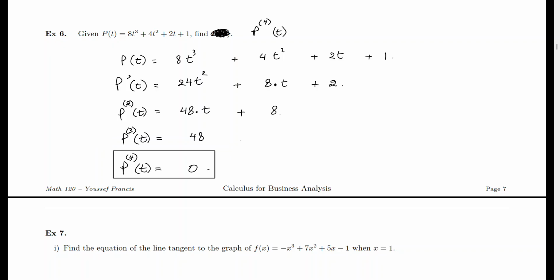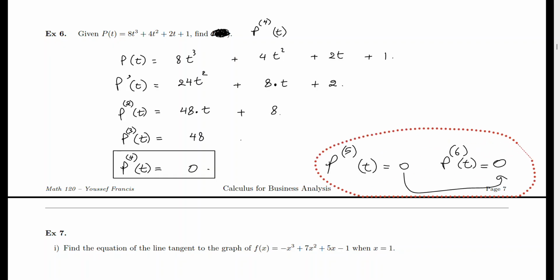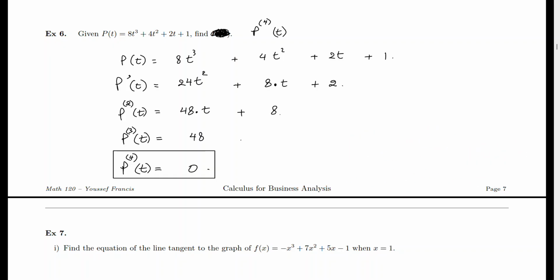And from this point on, if I ask you what's the derivative of the 0, well, the fifth derivative is 0. What about the sixth derivative? The sixth derivative is the derivative of this guy, which is also 0, and so on and so forth. So forever after, all the derivatives that we can find from this point on are going to be 0.